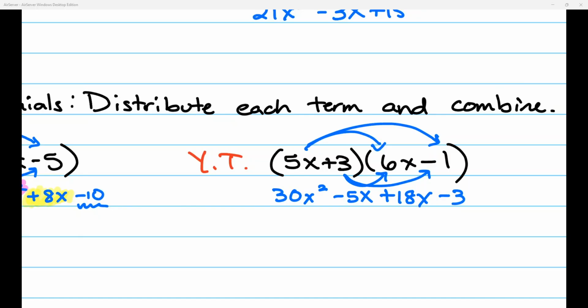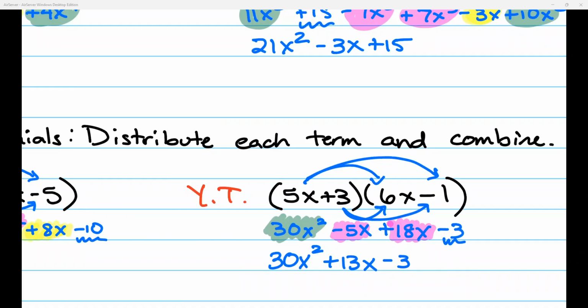I'm done distributing. Last thing I need to do is combine like terms. Start with the biggest exponent. I see a 30x squared. There's nothing to combine it with, so I'm just going to write 30x squared. Next thing, I look for the next biggest exponent. That's going to be x to the first. I see a negative 5x there and an 18x here. Negative 5 plus 18, that's a positive 13x. And the negative 3 does not combine with anything, so I leave it as a negative 3.